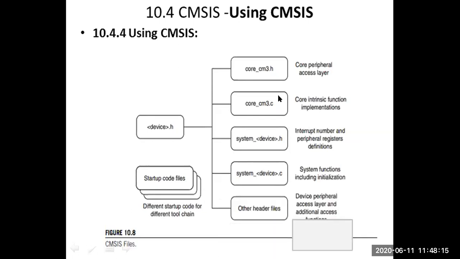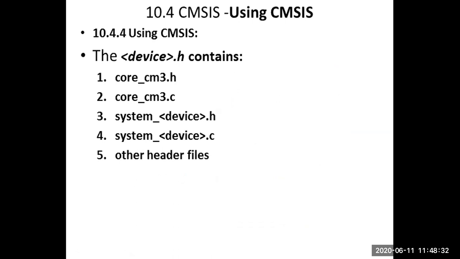Next, the other header files will be with respect to the ports. It may be the device peripheral access layer and additional functions. Other header files will depend on the application. This is about the construction of the CMSIS. The name of the header file is device.h. The file organization is core_cm3.h, core_cm3.c, system_device.h, system_device.c, and other header files. This is the file structure of the header file named device.h.